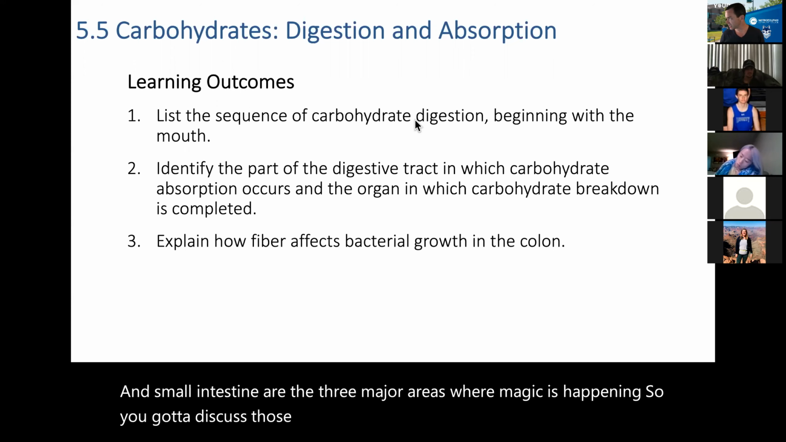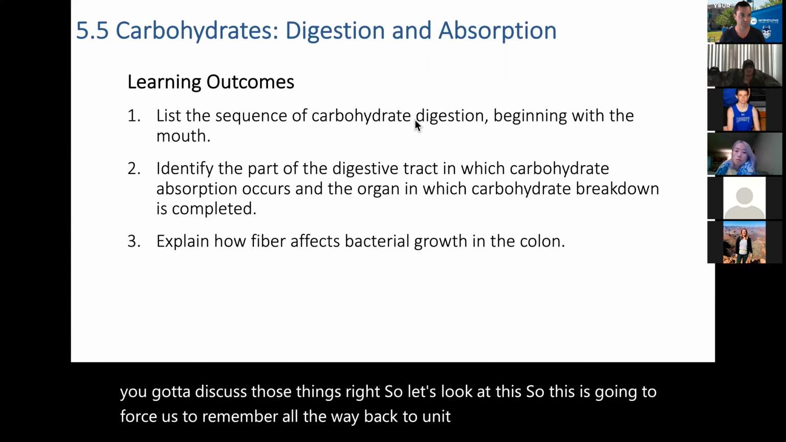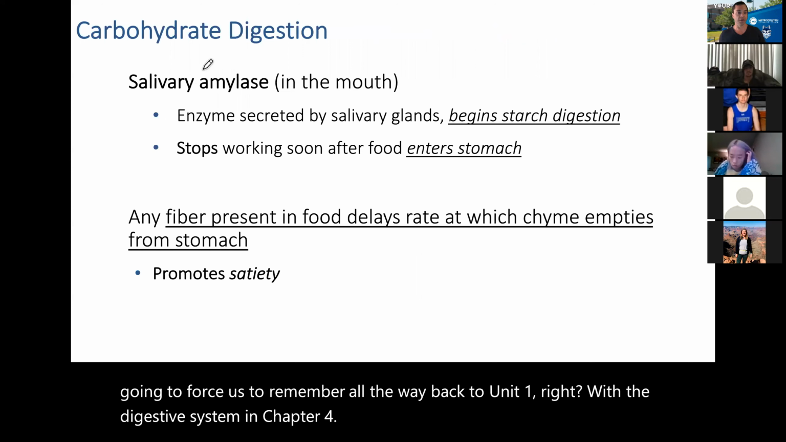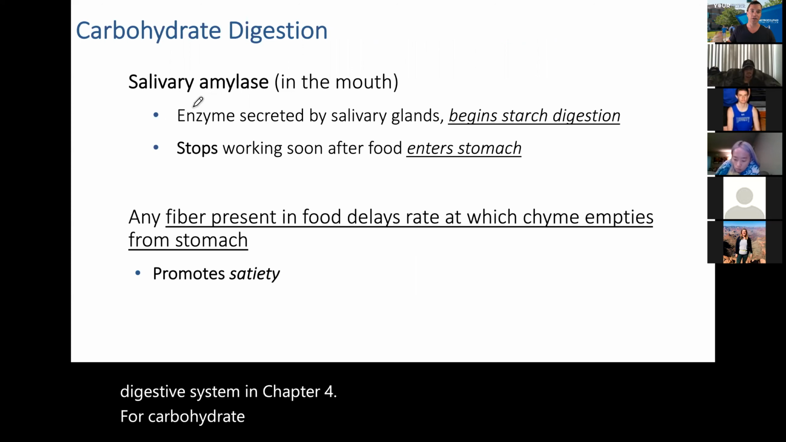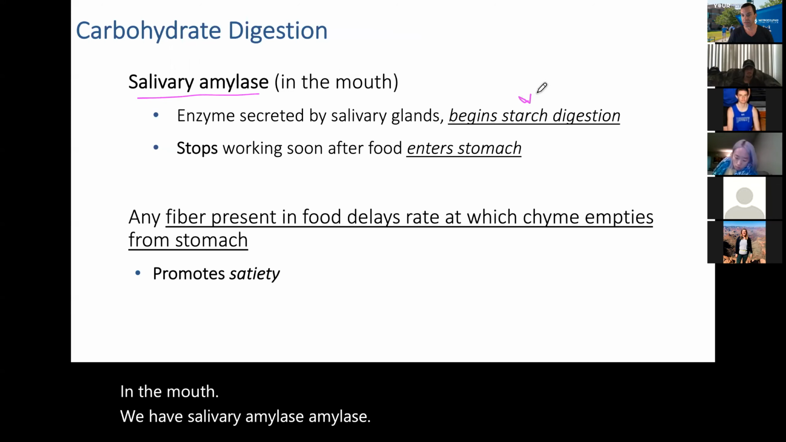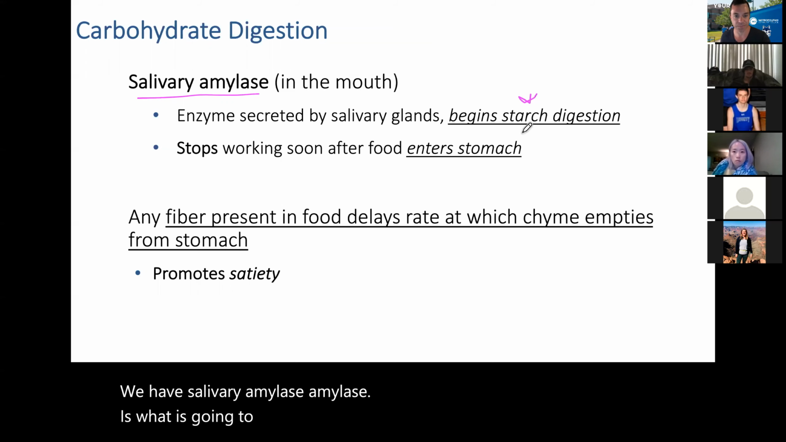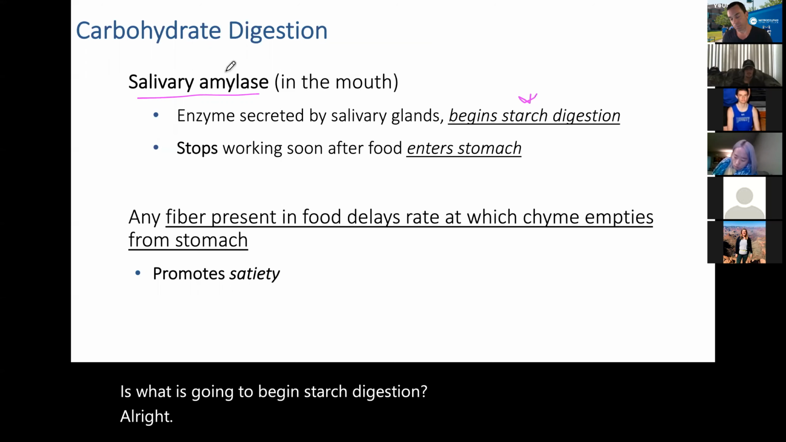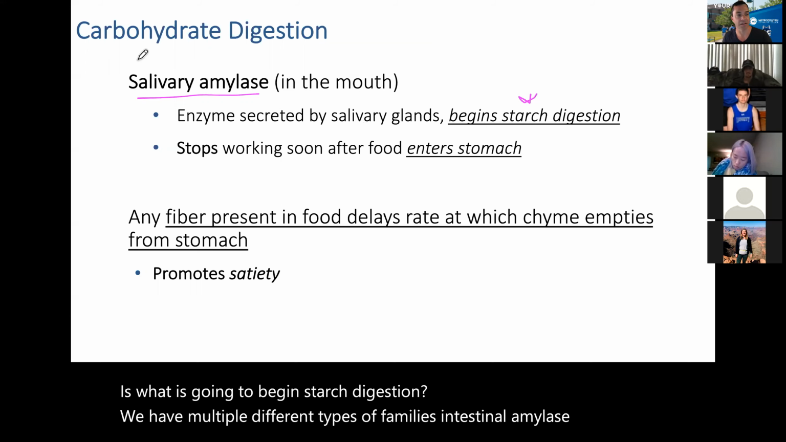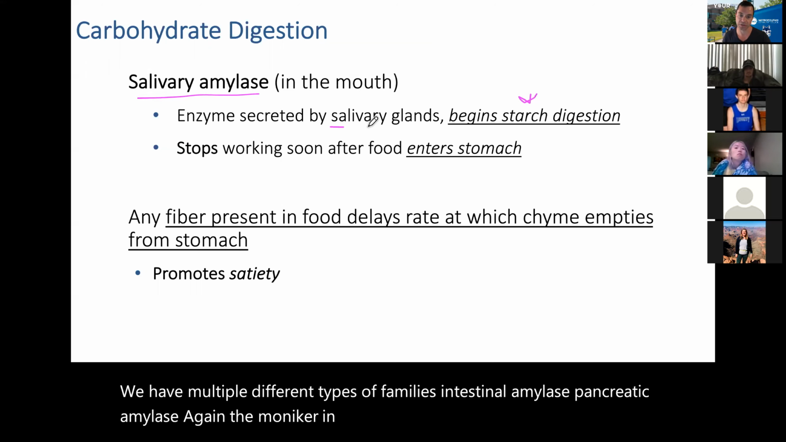So let's look at this. This is going to force us to remember all the way back to unit 1, with the digestive system in chapter 4. For carbohydrate digestion, you put food in your mouth. In the mouth, we have salivary amylase, which is what is going to begin starch digestion. We have multiple different types of amylase: intestinal amylase, pancreatic amylase. Again, the moniker in front tells us who secretes it. Salivary amylase is secreted by the salivary glands.